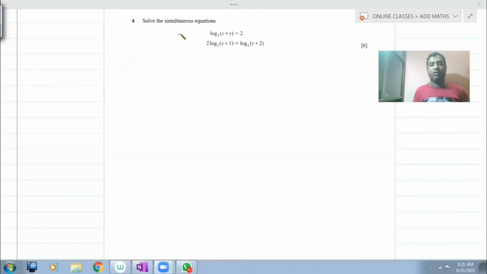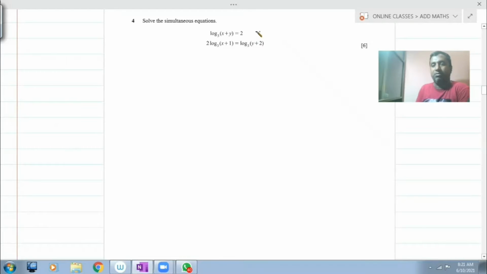So, okay, we have successfully completed 3 sums from this variant 22, October, November 2020, Additional Mathematics, Cambridge O Level. Now let us see what is given in question number 4. This is the question number 4 that is given to solve simultaneous equations. There are 2 equations given. Now let us solve these 2 equations, and the total marks is 6.